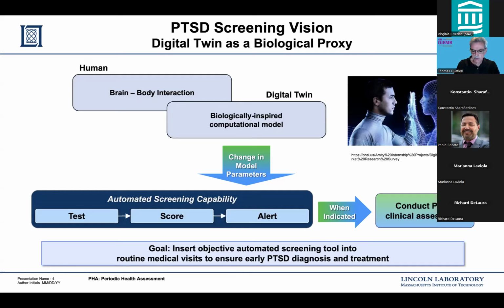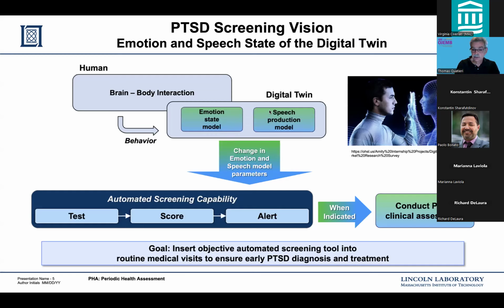And for the work we're doing, we're focusing on, as I mentioned, emotion and speech. We want to understand how a person feels, the changes in how a person feels, and model that change, and changes in how a person speaks and model that change. And we derive these changes, the parameters of these models, from behavioral measurements that we make on the human. With these parameter changes, we can design a system that can alert the user, alert the clinician to the possibility, the risk of PTSD. That's the big picture.